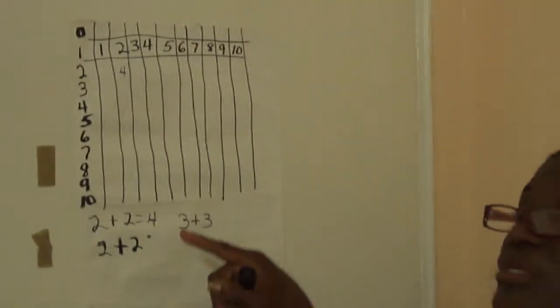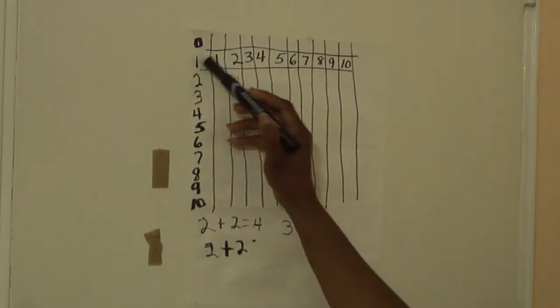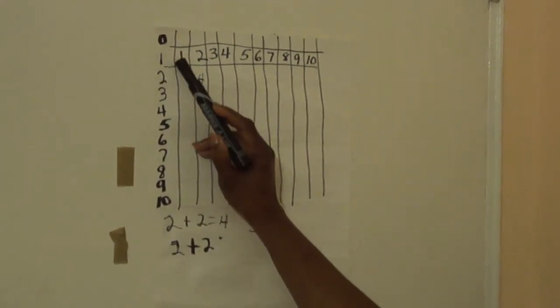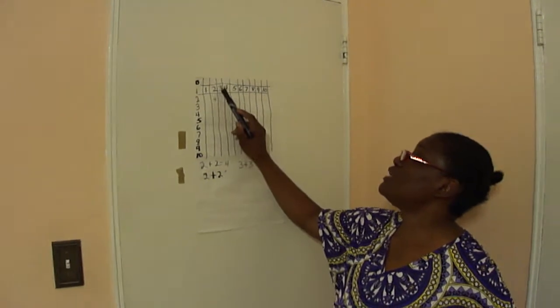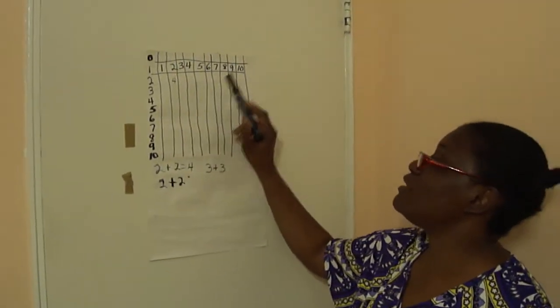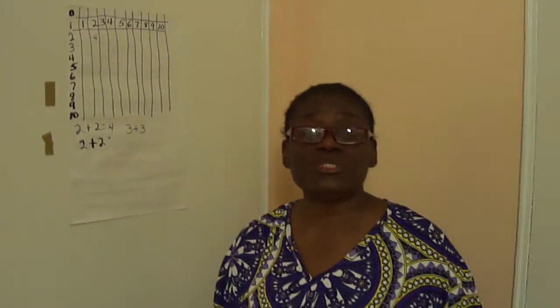Now we are going to go to the number 1. And we said the number 1 is the number times itself. So we say 1 times 1 is 1. And then we go on to 1 times 2 is 2. 1 times 3 is 3. And so on.